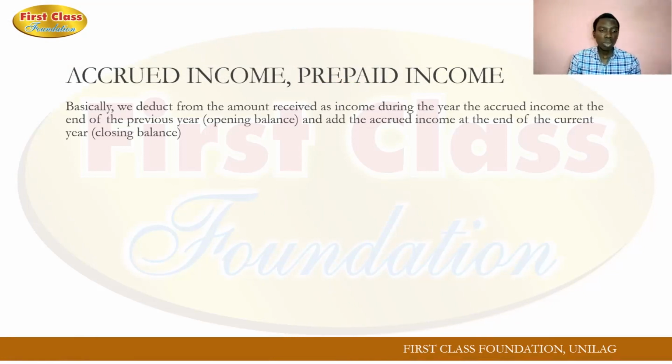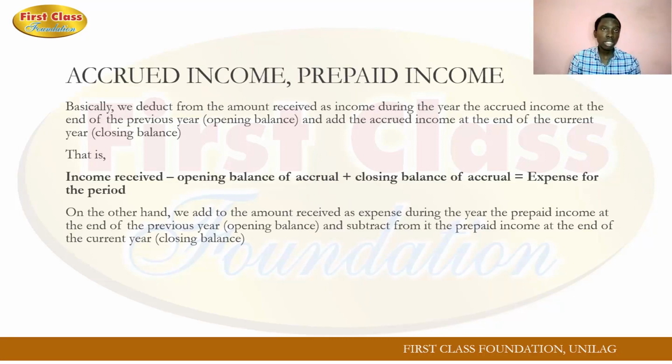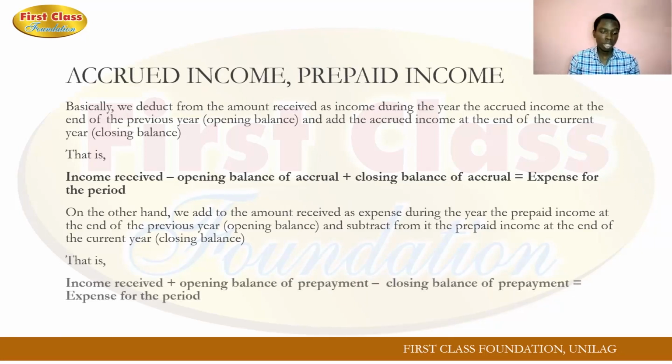So basically, we are deducting from the amount received the same way we did for expense. Now, the treatment of accrual based on the summarized way of treating them is the same thing. We are subtracting the opening balance of accrual and adding the closing balance of accrual. And for prepayment, we are adding the opening balance and subtracting the closing balance. That was what we did for expense. That's the same thing that we apply for income.